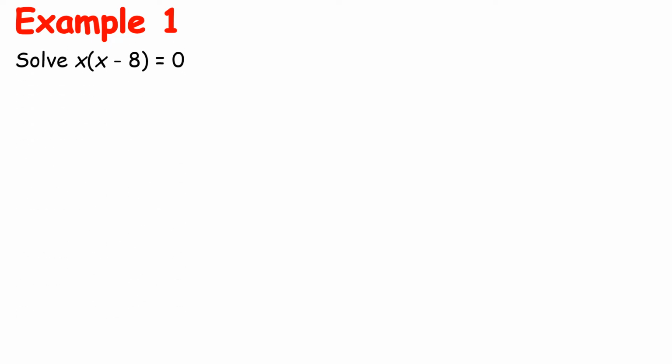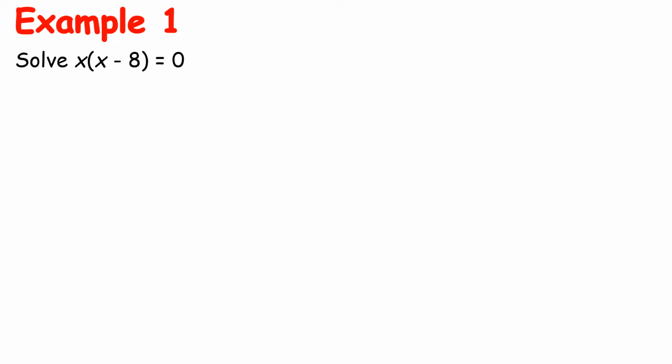Solve x(x - 8) = 0. So this was something that has already had the highest common factor applied to it. Okay, so we're not going to worry about that bit. They've done that bit for us. But we want to figure out, if I know this and it all equals 0, then how would I figure out two answers for x?